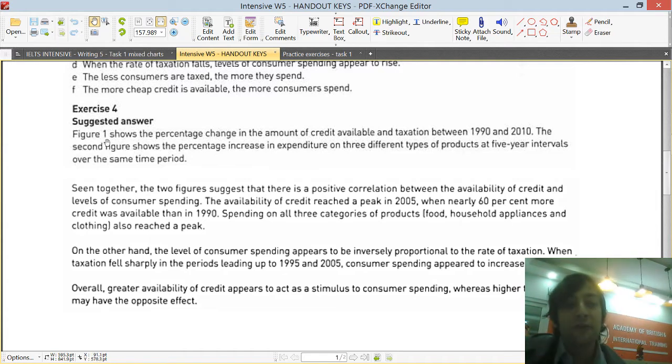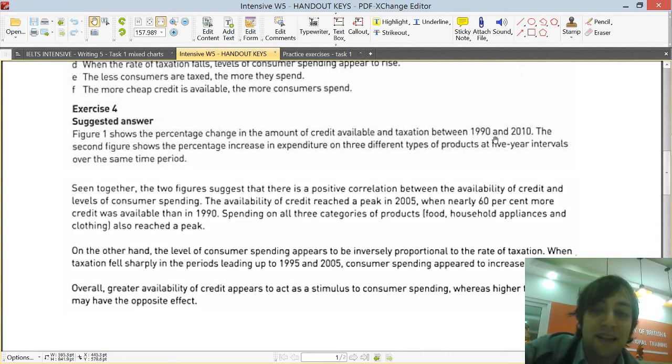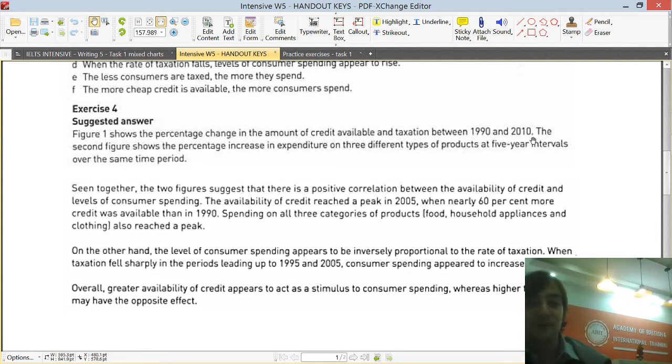Okay? So figure 1 shows the percentage change in the amount of credit available and taxation between 1990 and 2010. The second figure shows the percentage increase in expenditure on 3 different types of products at 5-year intervals over the same time period. Seen together, the two figures suggest that there is a positive correlation between the availability of credit and levels of consumer spending.